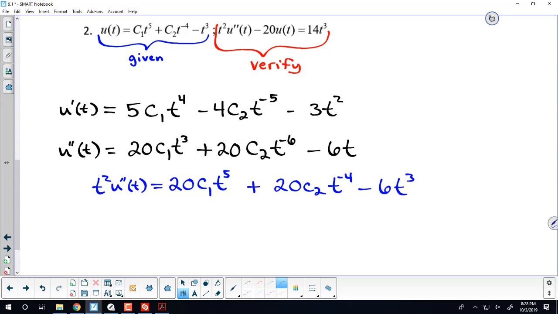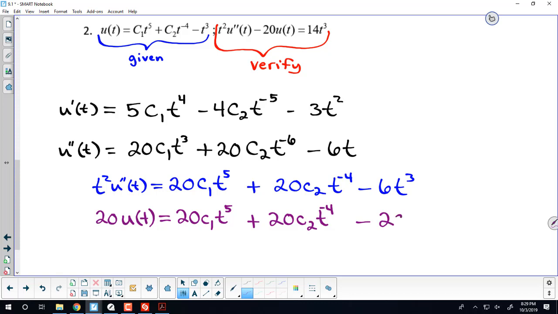So we've got our t squared u double prime, and we need to subtract 20 times the original function. Let's do that here. 20 times u of t, where u of t was given. So 20 times all of that, we have 20 c1 t to the 5th plus 20 c2 t to the negative 4 minus 20t cubed.